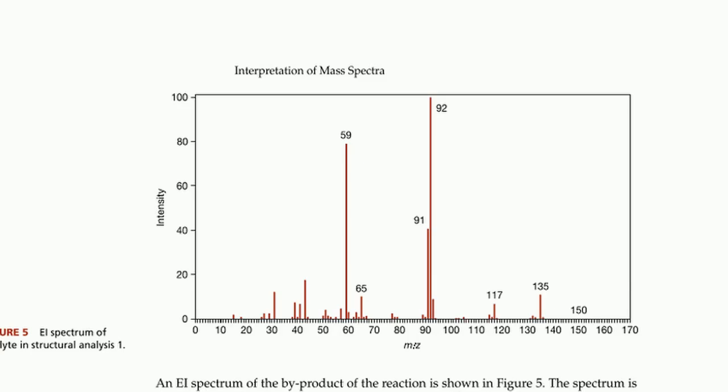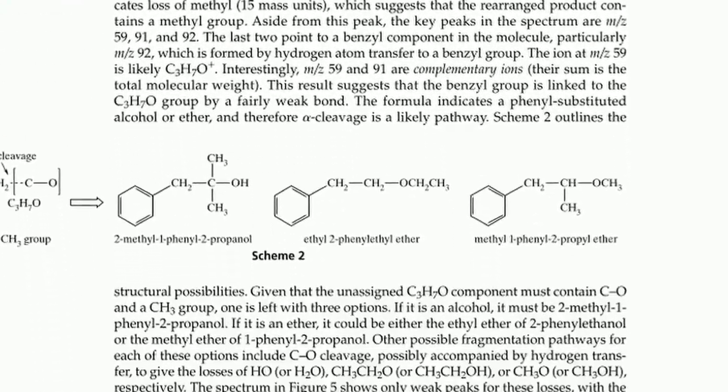You don't have to identify every minor signal on the graph. By focusing on the parent weight, the tallest peak, and the mass of the major fragments, you can determine the identity of the original molecule.